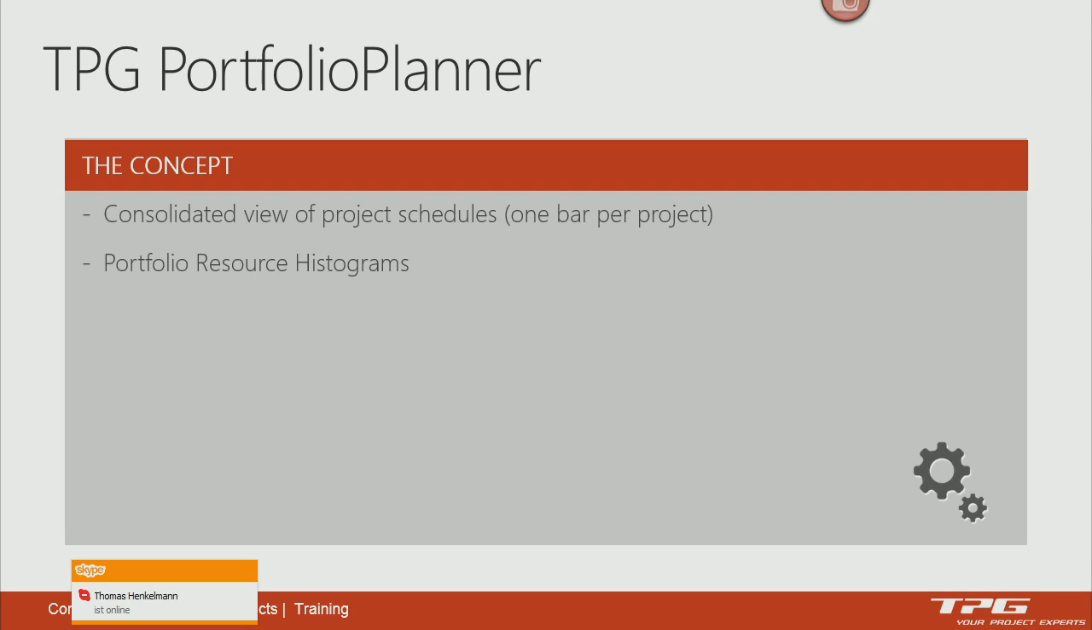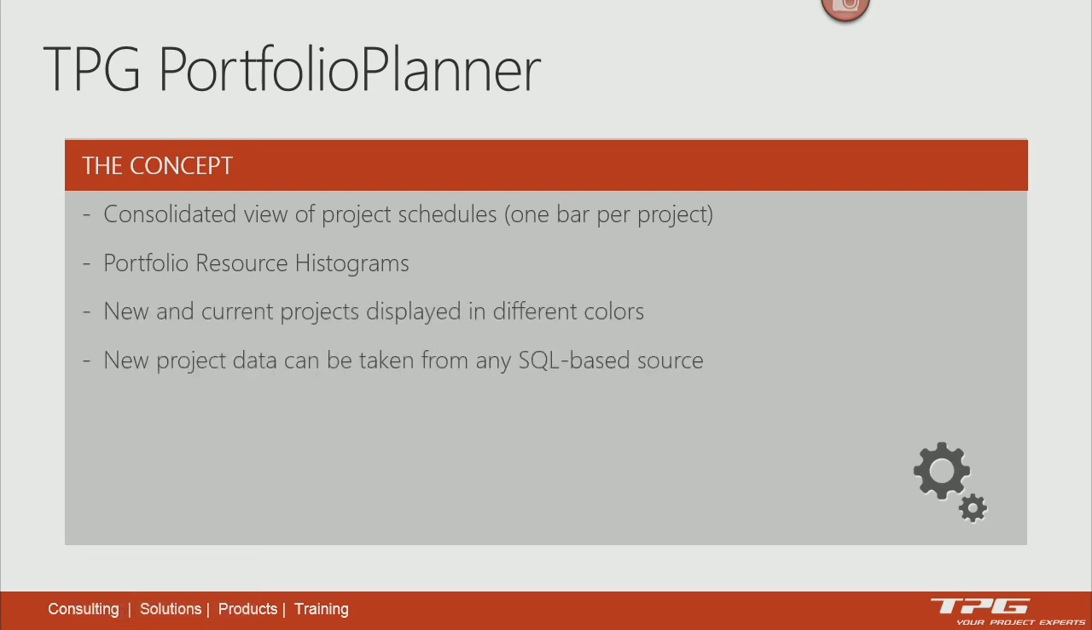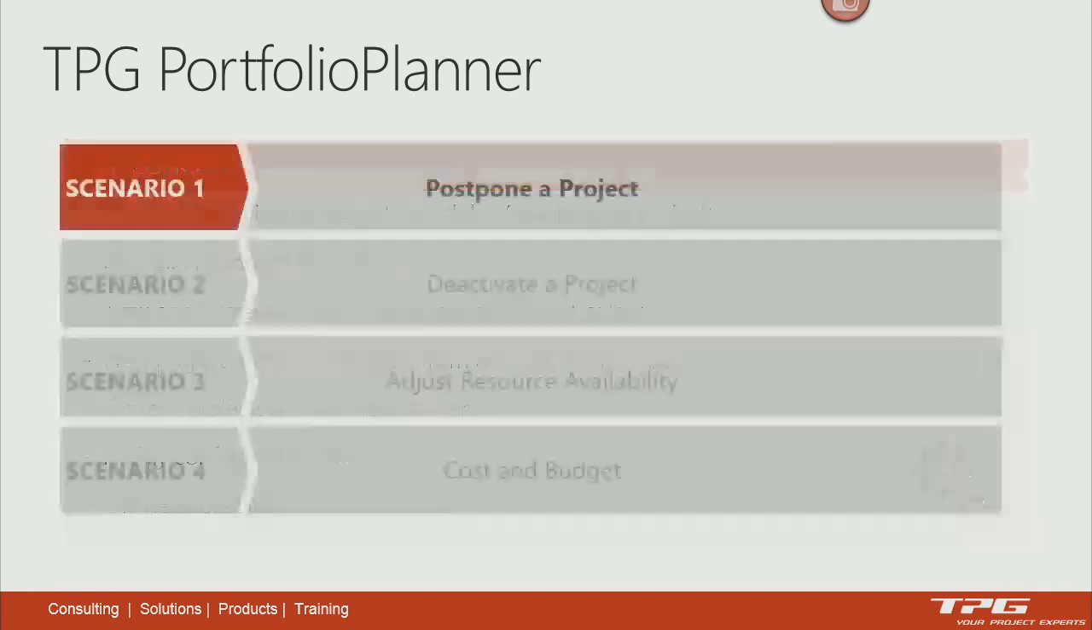So as I said, consolidated views of your projects, resource histograms. We can look at new and current projects. We can drop projects in to the project schedule as well immediately. The data can come from not just Project Server, but other places as well. And we get all these various different views available to us. And like I said, it's available offline.